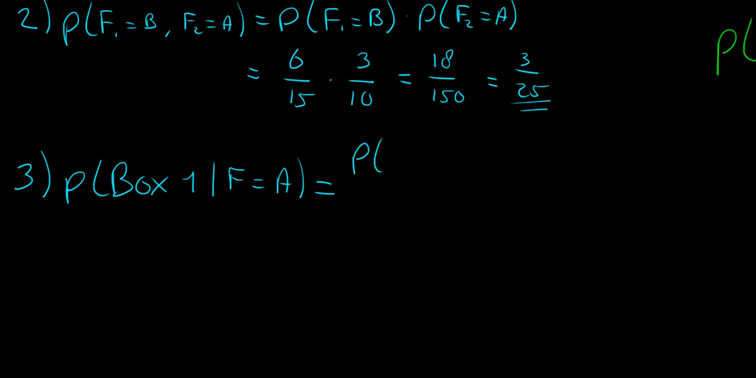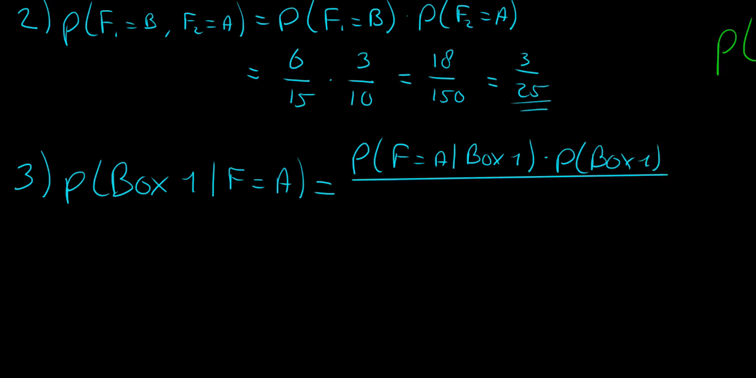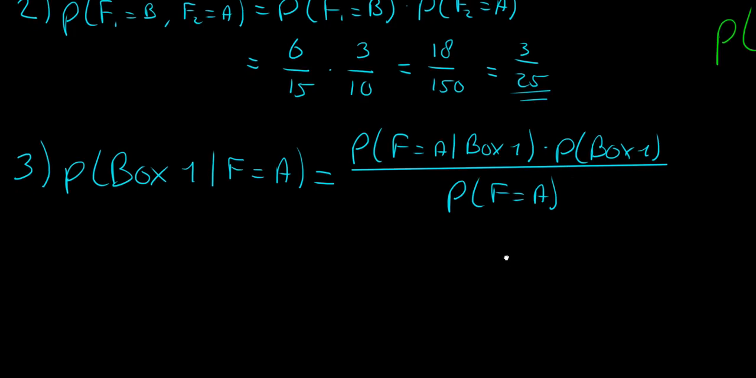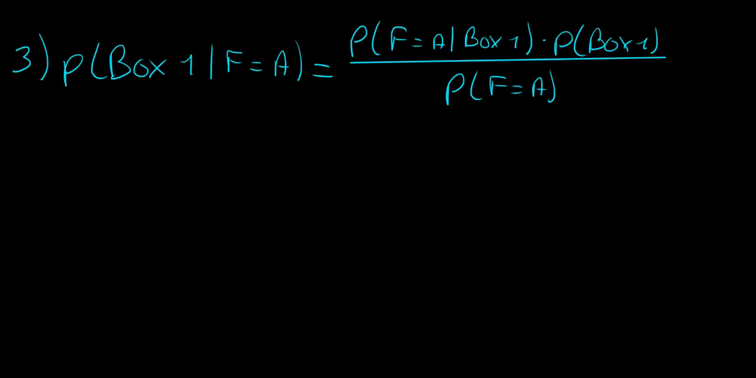This is the same as the probability that we have taken fruit that was an apple, given that we took it out of box 1, multiplied with the probability of box 1, divided by the probability that we have taken an apple. The numerator we can easily solve. The denominator we have to write out with the sum rule. This one. So let's do that.